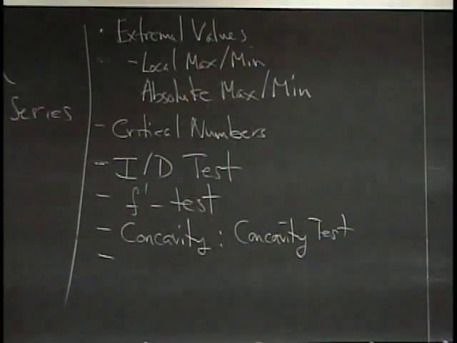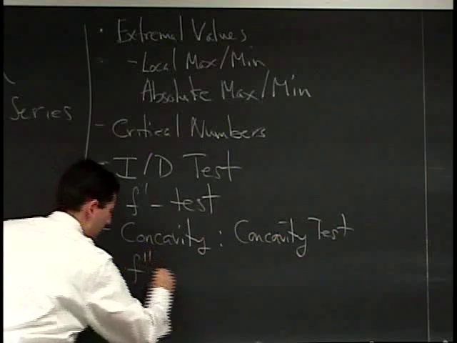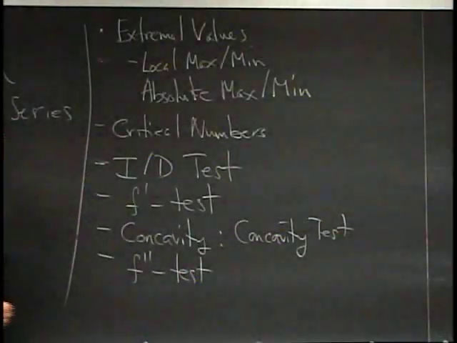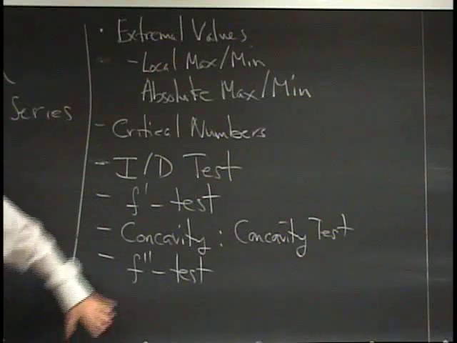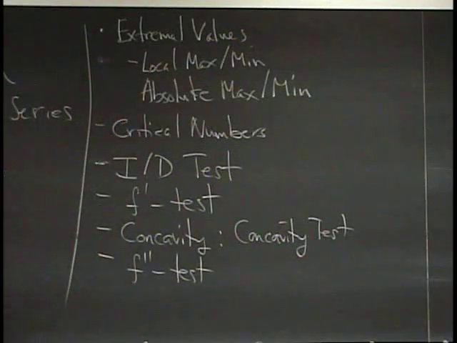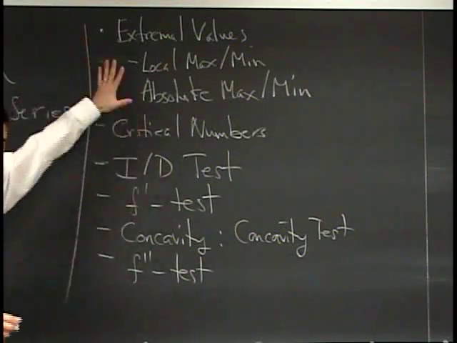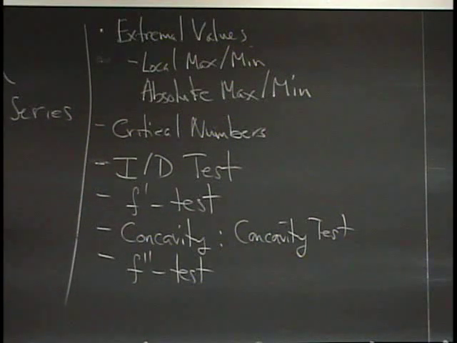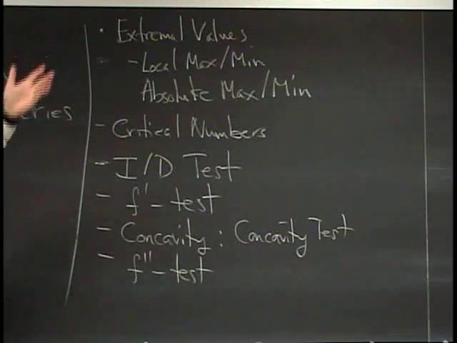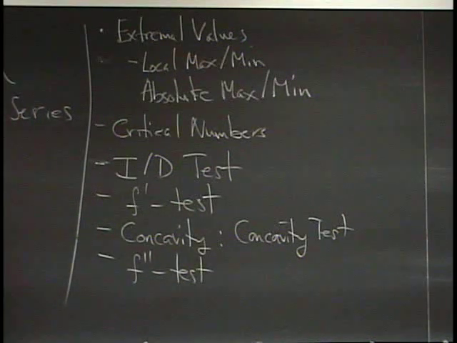And then quickly thereafter, we'll get what I call the F double prime test, or the second derivative test. And then we're going to put all these things together and graph curves. Okay. And it's really going to be pretty intuitive how it all works together, right? As long as you remember what the derivative is, right? The derivative is telling you the slope of a tangent line to a curve.